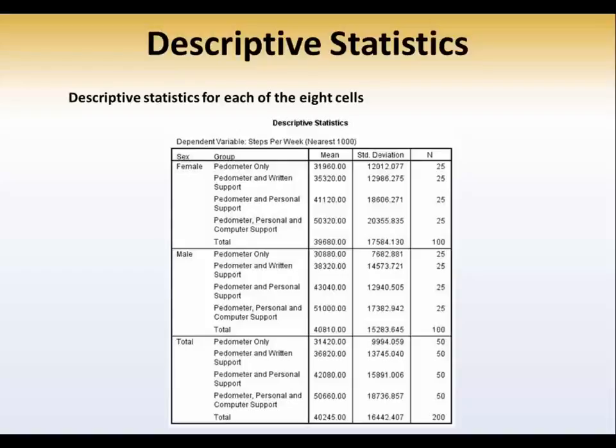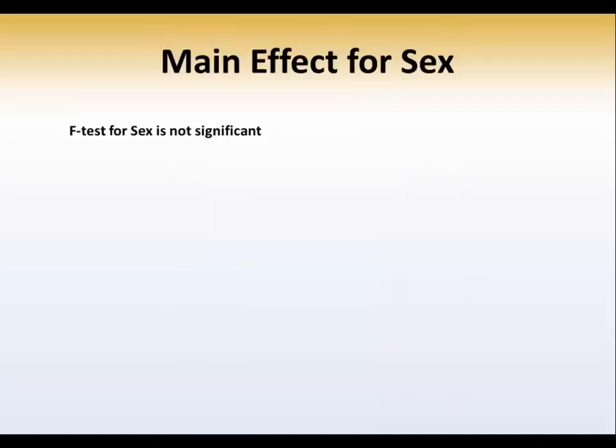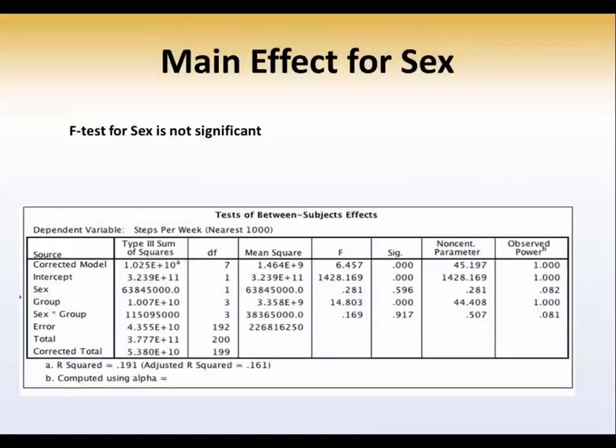We'll now look at the F-tests. Recall that there will be 3 F-tests, one for sex, one for group, and one for the interaction of sex by group. The F-test for sex is not significant. Here's the ANOVA source table. Notice there are a number of things listed here. The corrected model, the intercept.